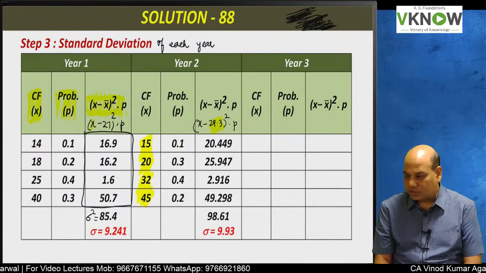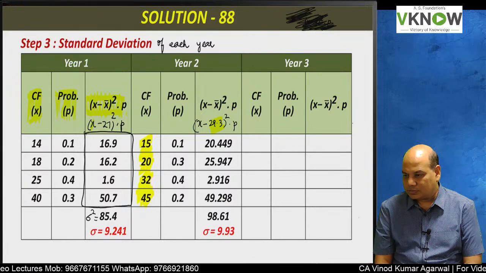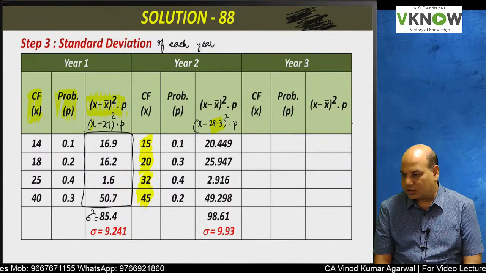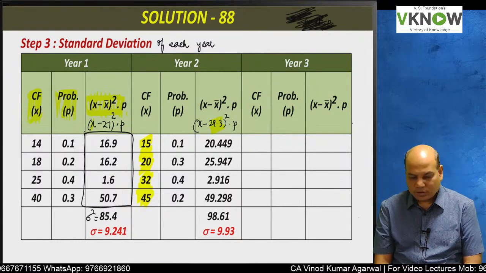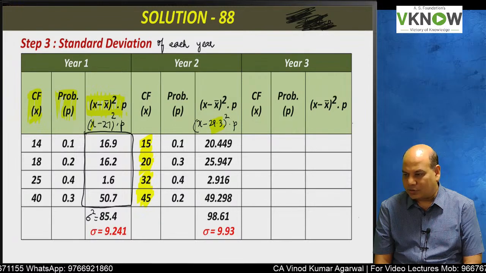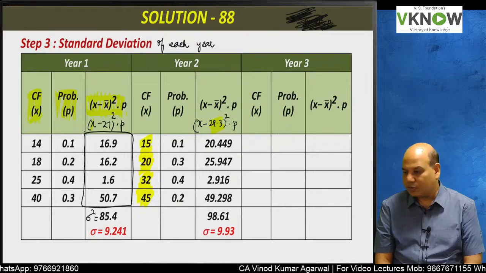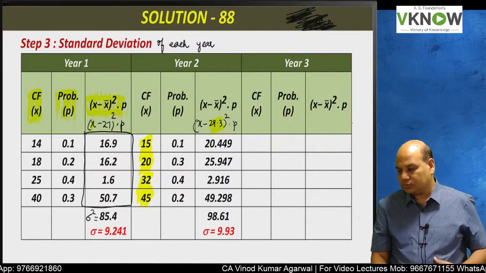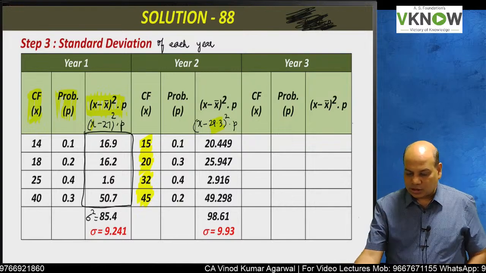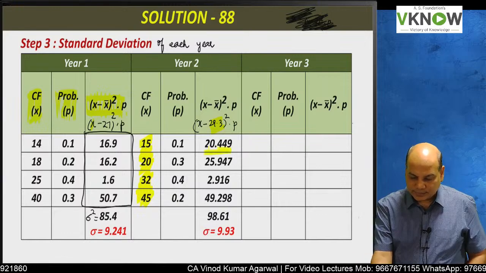100 point something. I am getting 98.61. No problem. Take the square root. Is it 9.93 approximately? Please check your calculation again. Check these numbers again.